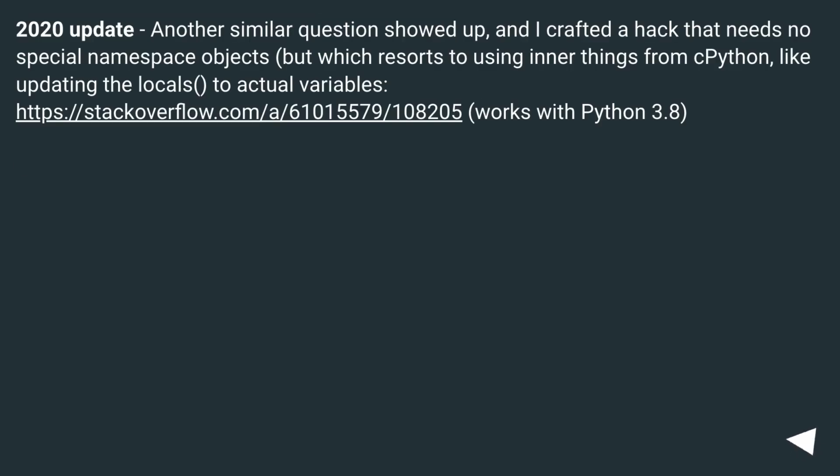"2020 update": another similar question showed up, and I crafted a hack that needs no special namespace objects, but which resorts to using inner things from CPython, like updating the locals to actual variables. This URL works with Python 3.8.